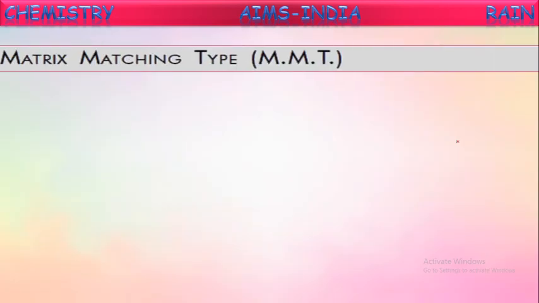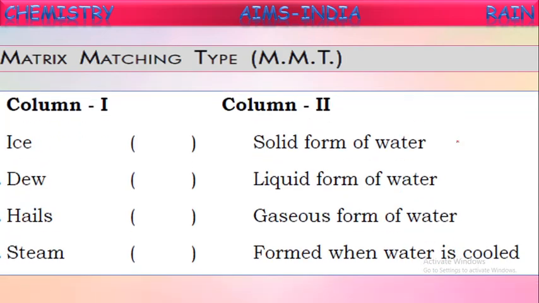Next, matrix matching type questions. Here they give 2 columns. The one in column 1 may be matched with one or more from column 2. So let us try to observe carefully.